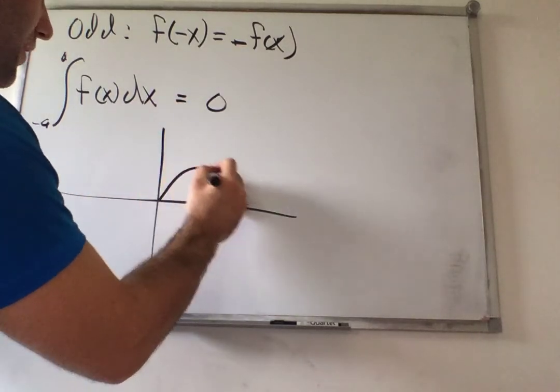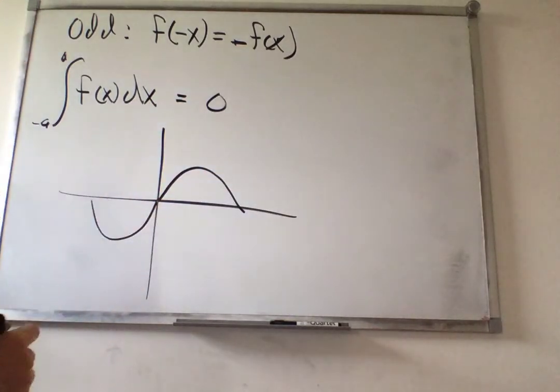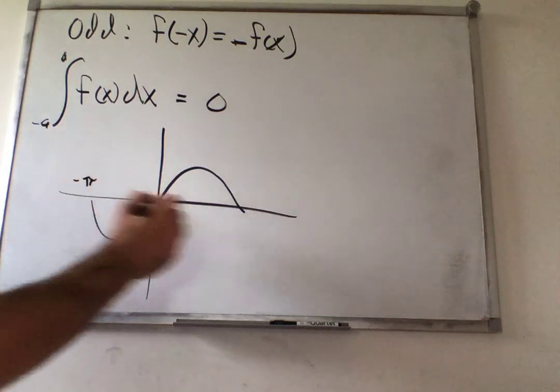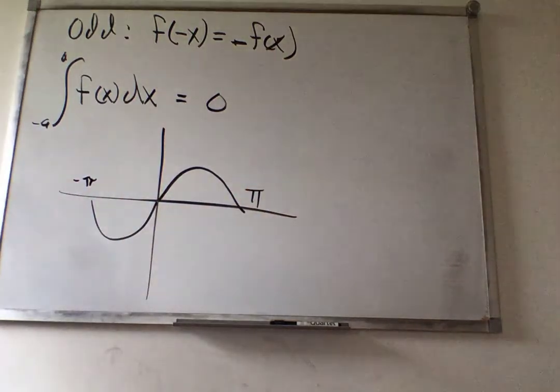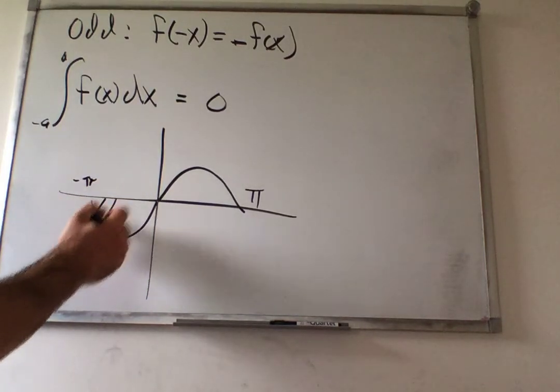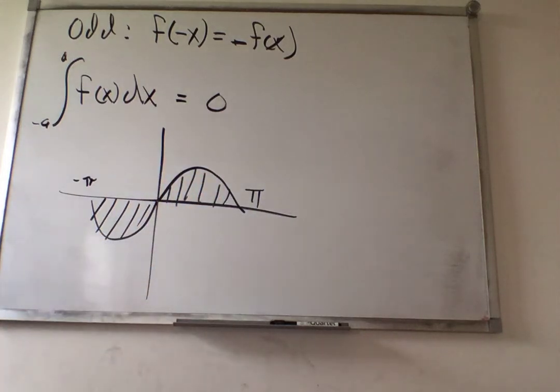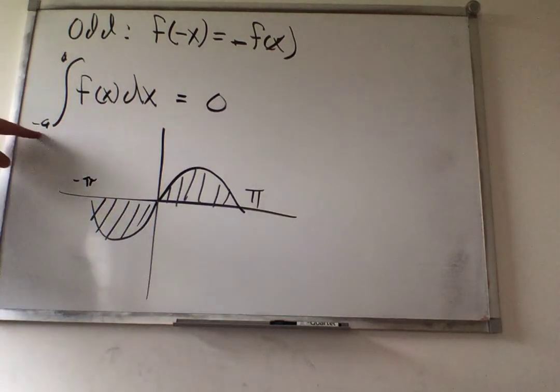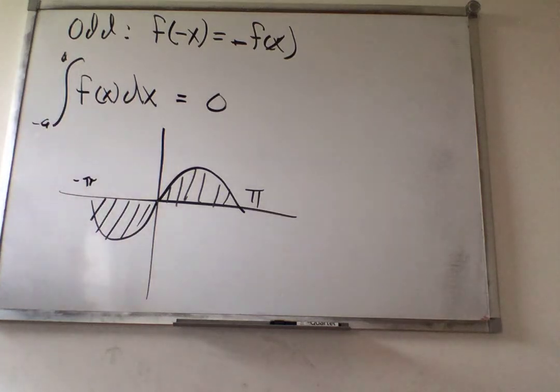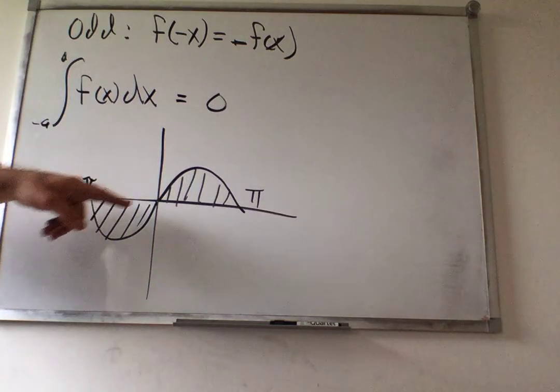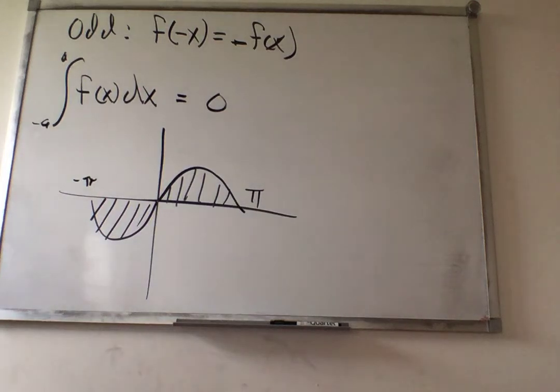Let's look at the sine function between negative pi and pi. You've got that area down there, which is negative, and that area, which is exactly the same area, but positive. So if you're integrating an odd function from some negative a value to some positive a value, all the negative area is going to cancel exactly with the positive area. So it's always equal to 0.